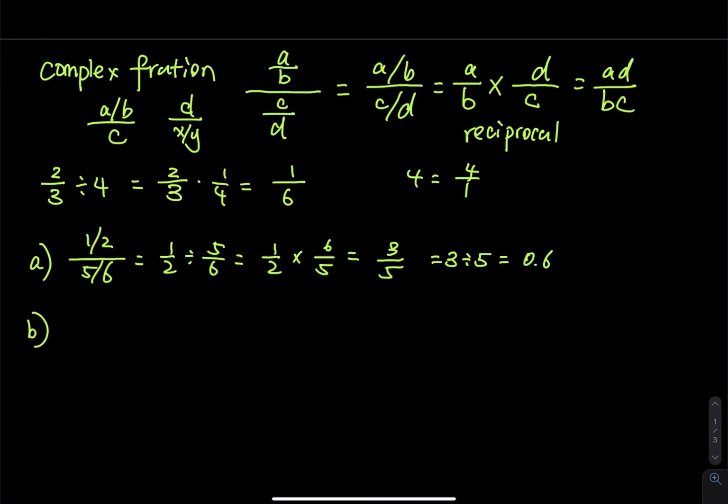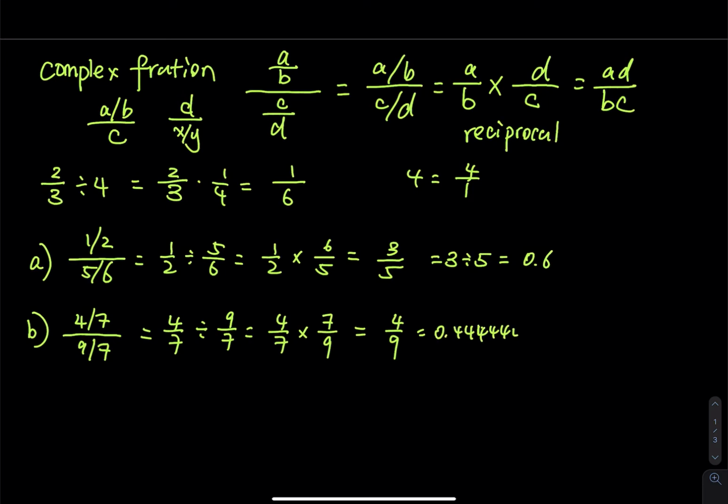And then B, let's try 4 over 7 divided by 9 over 7. That is 4 over 7 multiplied by the reciprocal. So the 7 got cancelled. We have 4 over 9, and then you take 4 divided by 9. 4 divided by 9 is equal to 0 point 4, 4, 4, 4, 4, and the 4 repeats forever. It depends on the problem. Do you want to keep 2 decimal places? If so, then we keep the first 2. So that is approximately equal to 0.44.